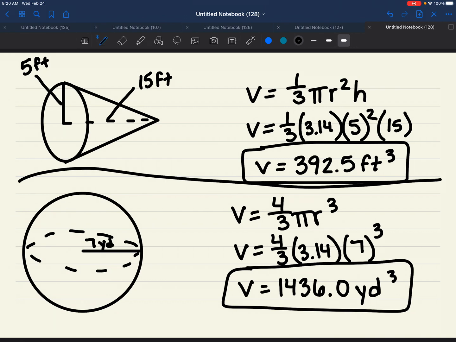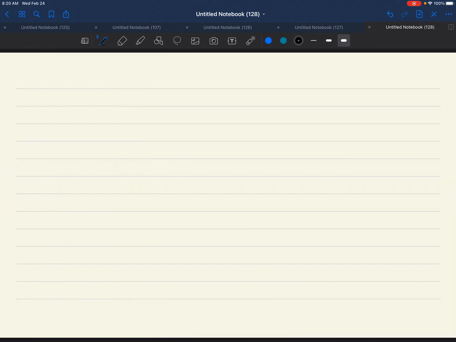All right. See if I can draw this one. It's supposed to be a square.